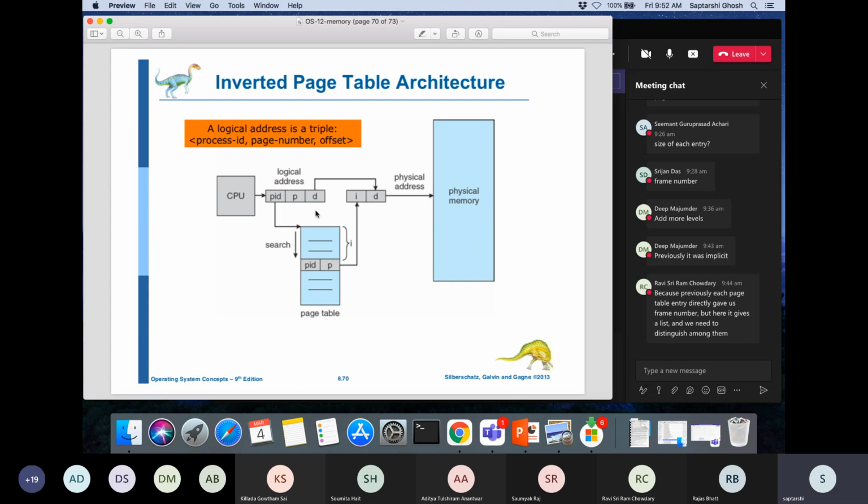Suppose you search with this PID, P tuple in the inverted page table, and it matches with the ith entry. What does that immediately mean? This page is located in the ith frame of the physical memory. So then you will use the frame number i and the offset D to access the physical memory. Remember, this inverted page table has one entry for every frame in the physical memory. So if the logical address generated has matched with the ith entry of the inverted page table, that means this page is to be found in the ith frame.